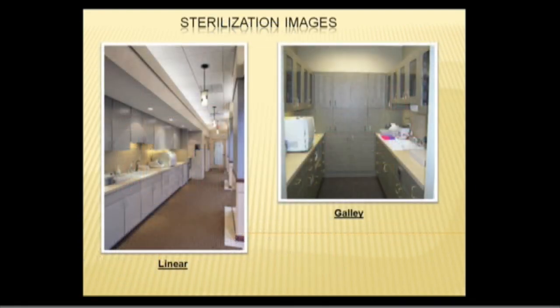These are linear and galley sterilization images. The slide on the left was for a 4-op, 1,500 square foot space, so it was the most logical choice for that arrangement. The galley slide on the right shows cabinet storage at the end, like I mentioned before, but the galley configuration, again, is used most often when there's a need to access the Steri-Center from both ends.